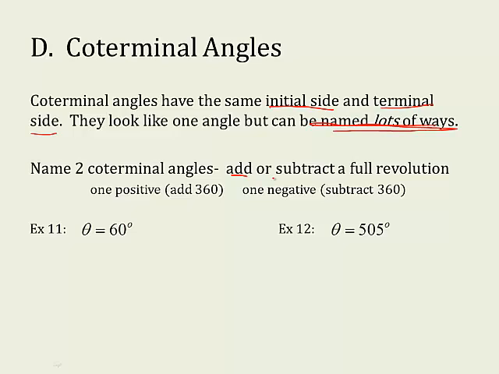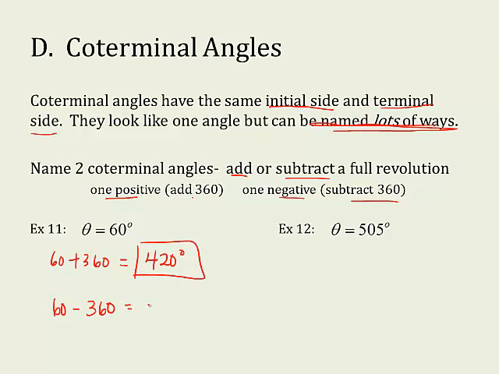How do you do it? You add or subtract a full revolution. So you find a positive coterminal angle by adding 360. You find a negative coterminal angle by subtracting 360. And it's that easy. So for this one, 60 degrees, I'm going to add 360, and I get 420 degrees. That is going to look just like a 60-degree angle. And then that's my positive. And then to get the other one, I'm going to subtract 360. So I get a negative 300 degrees. That angle will look the same as a 60-degree angle when you graph it.